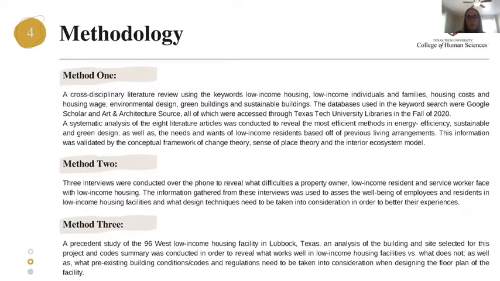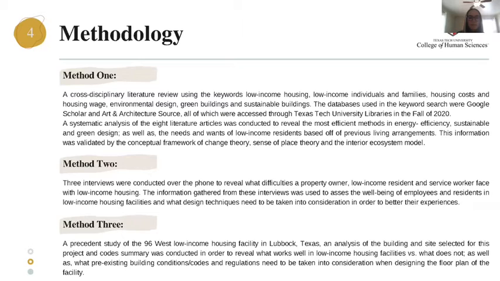In order to answer my research questions, I performed a cross-disciplinary literature review from databases accessed throughout the Texas Tech libraries. 8 literature articles were gathered and then systematically analyzed in order to determine which design methods were most efficient and what amenities were needed in order to meet the needs of low-income individuals and families. I then conducted an over-the-phone interview with a low-income property owner, resident, and service worker to determine what design techniques need to be taken into consideration when developing the design of this facility in order to better their experiences.